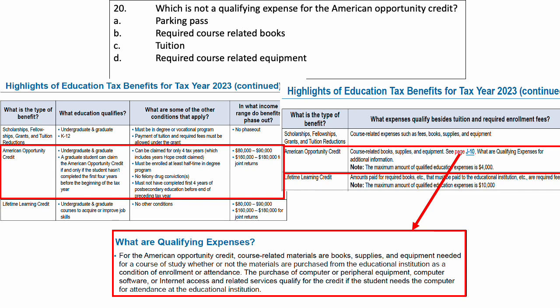But you see anywhere where it says parking passes are covered? So, in fact, parking passes are not covered by the American Opportunity Credit. So that's the answer. The answer was A, parking pass.